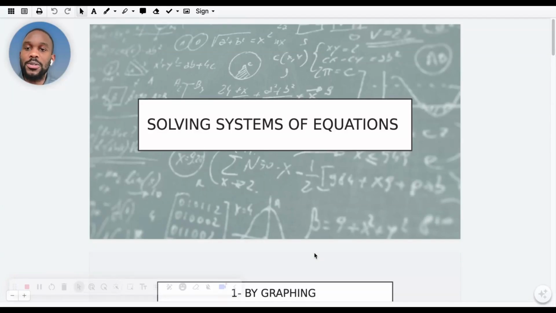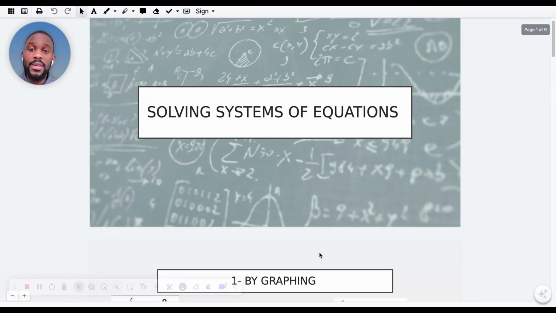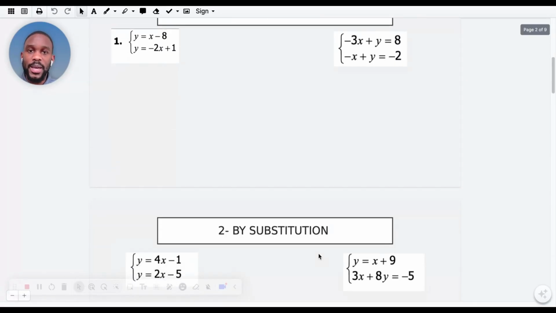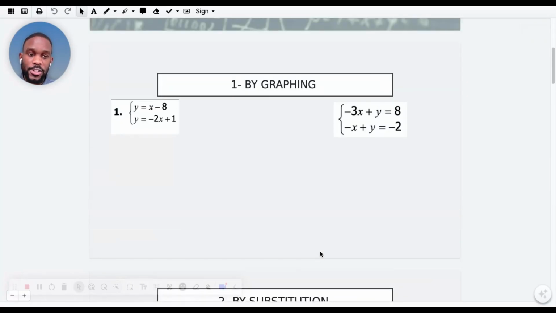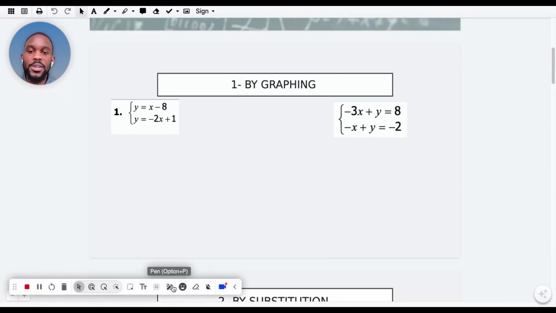I'm going to be teaching you how to solve systems of equations. A system of equations is just maybe two equations, and they just want you to get a solution set that satisfies both equations. So the first way we're going to look at is the graphical method of solving systems of equations. Here, if you looked at one of my very first videos, I was teaching you how to graph.